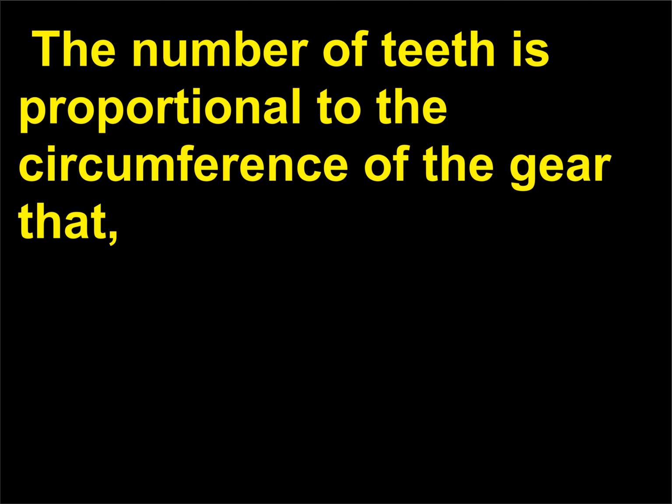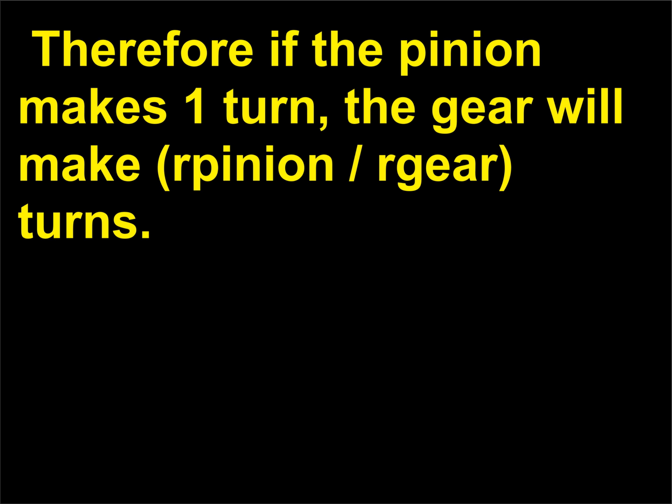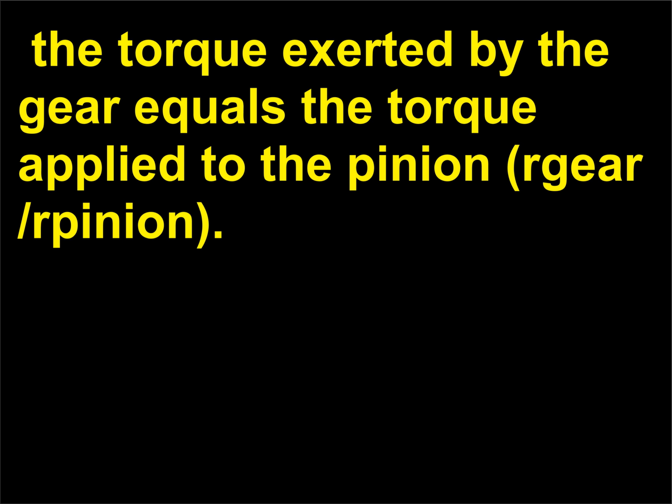The number of teeth is proportional to the circumference of the gear that, in turn, is proportional to the radius of the wheel. Therefore if the pinion makes one turn, the gear will make r_pinion/r_gear turns. Because energy is conserved, the torque exerted by the gear equals the torque applied to the pinion, r_gear/r_pinion.